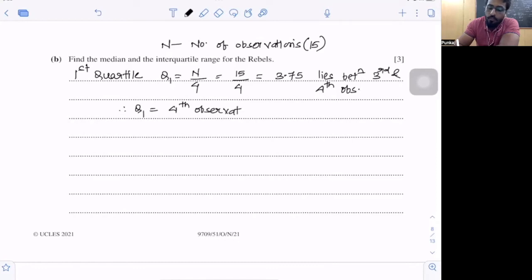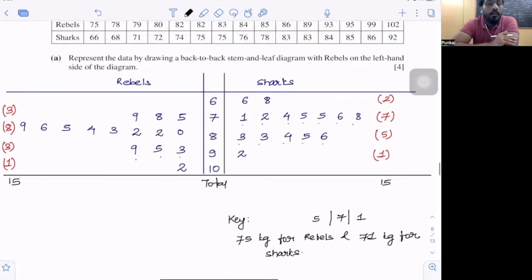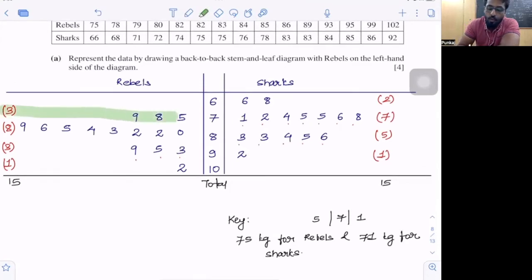You are going to now see what's the use of writing the total count of the leaves. So we are solving for the Rebels, which is on the left hand side. You can see in the very first row you have three values.